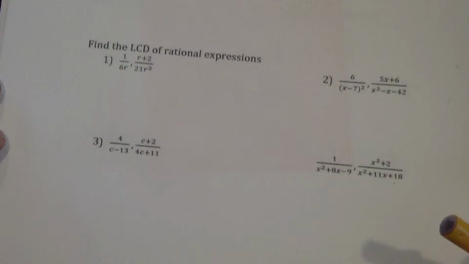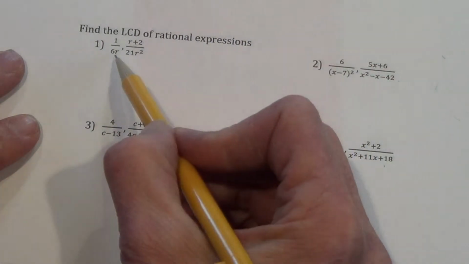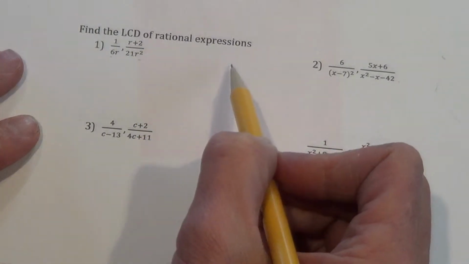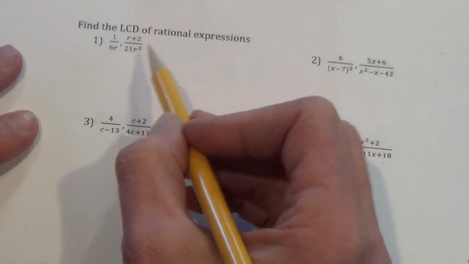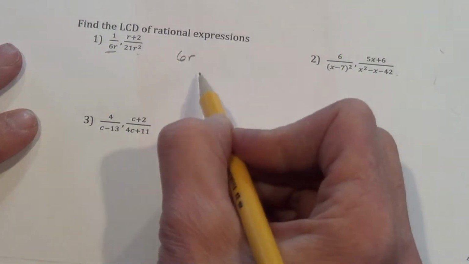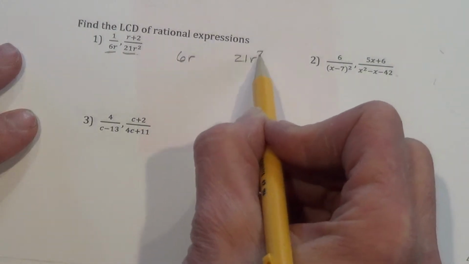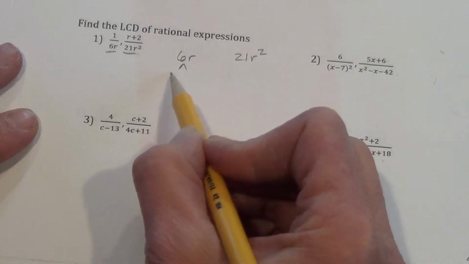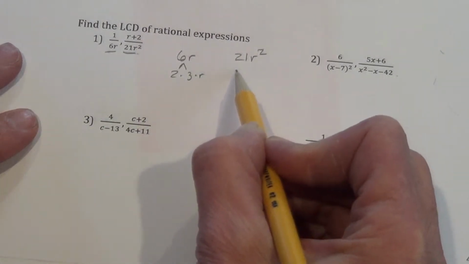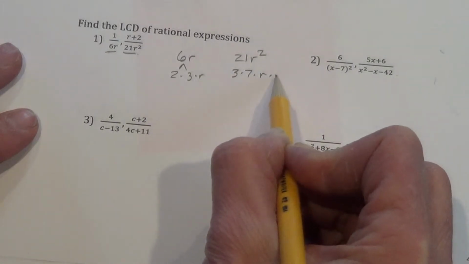We're on page 4 of this packet. First thing that I want to do is I give you two fractions and I say, give me what the lowest common denominator would be on these fractions. So my denominator is 6r and my other denominator is 21r squared. So I factor these down. 2 times 3 times r. And I factor this one down. 3 times 7 times r times r.